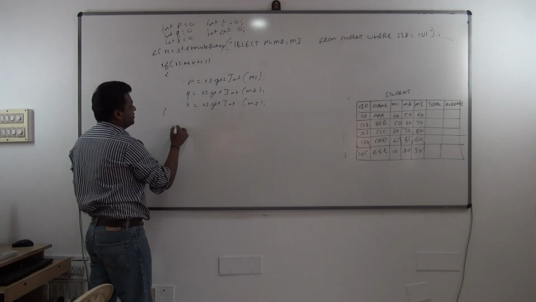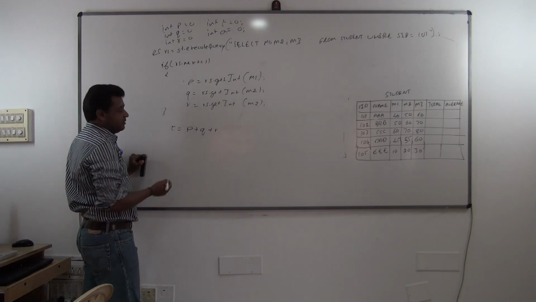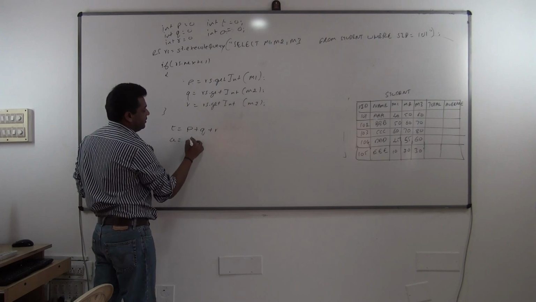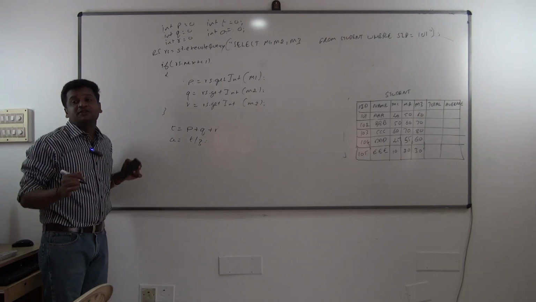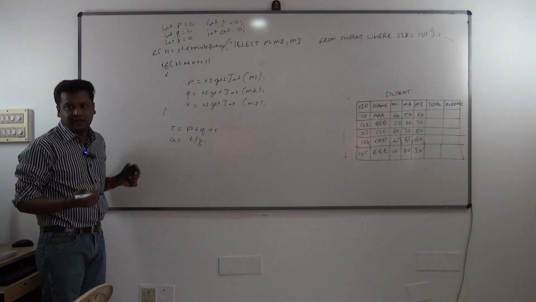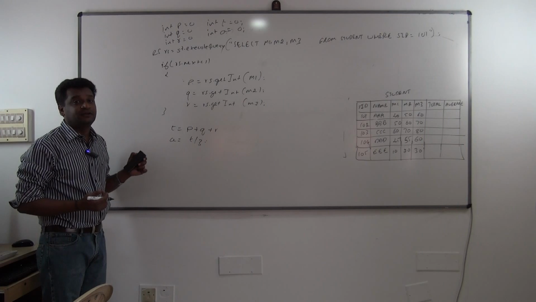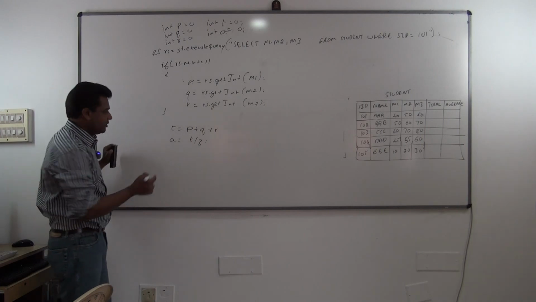So what will I do now? T is equal to P plus Q plus R. Now average is equal to T by 3. Correct? So we are writing logic where now? Application side. I retrieved the values. Now what should I do with these values? Dump them into the database. Which two values? T and A.